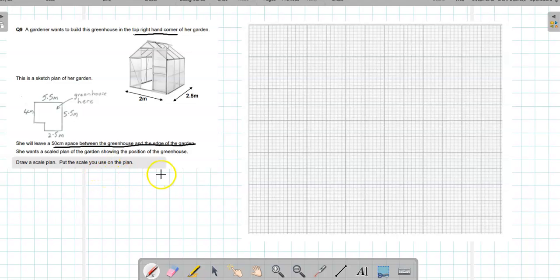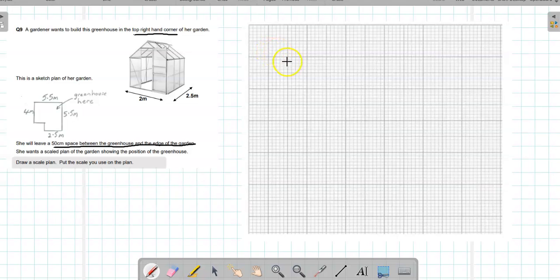If you print out these samples off the City and Guilds website, they do have these included if you don't have any at home. But this is the type of paper you would need for this kind of activity. So the first thing I need to do is decide what scale I'm actually going to use. To do that, I'm going to look at the garden because that's the bigger item. We can see the garden is 5.5 metres by 5.5 metres, so that's our longest dimension.